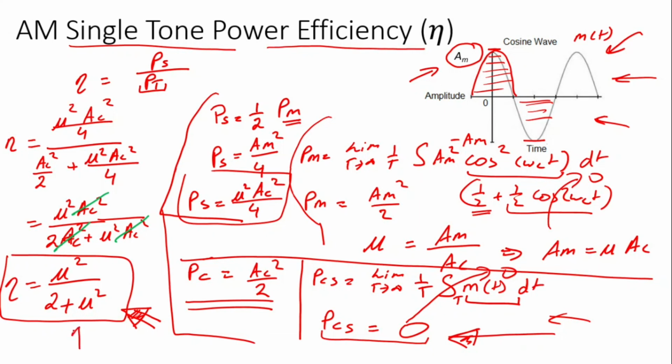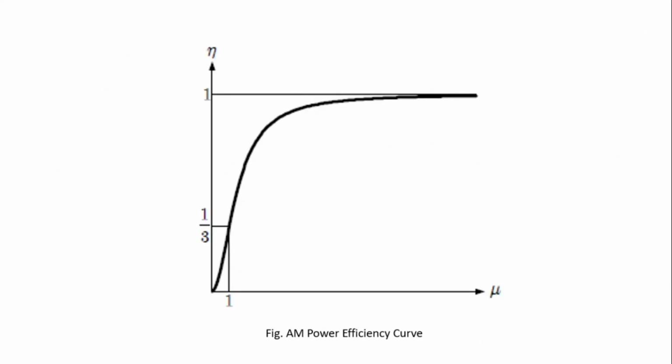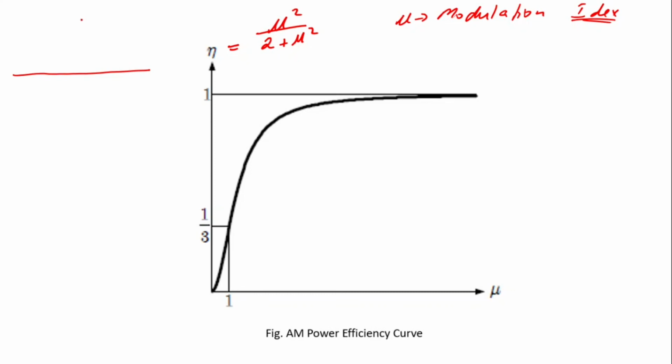So what does this expression mean? Let us visualize this result over here. We have the power efficiency of a single tone, which is simply mu square over 2 plus mu square, and mu is the modulation index, that is the amount of offset that we give to the message signal. So for example, if we set mu equal to 1, the single tone would have a behavior like this.